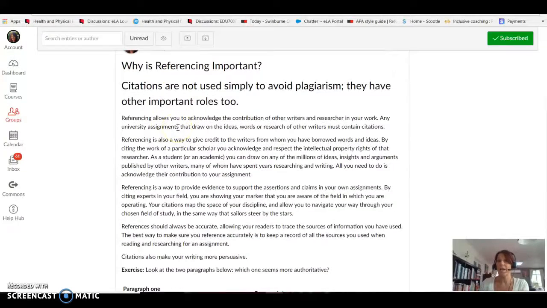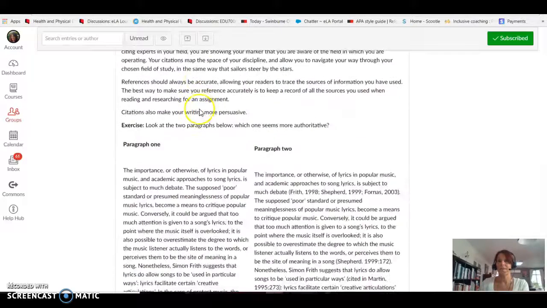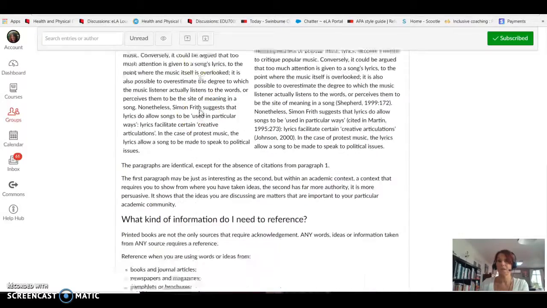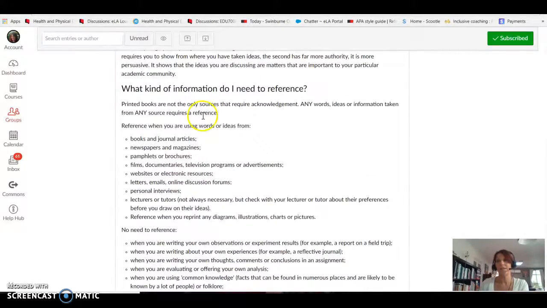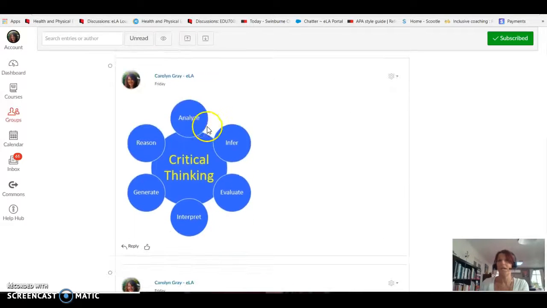This is a referencing resource because with our assignments, focusing on academic writing is very important. So this has some good tips about needing to cite all of the information that is included in your assignment.